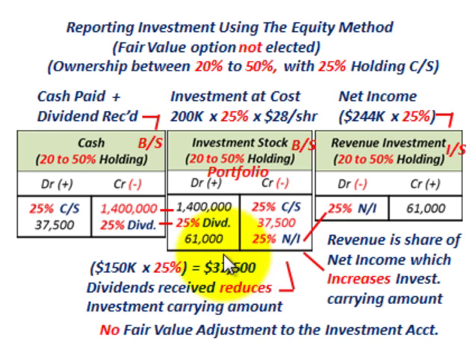$37,500. So what you do here, you don't go up and record any dividends on your income statement. What you do with the equity method is you reduce your investment stock account by the amount of those dividends received. So dividends received reduces the investment carrying amount of our portfolio stocks that we're holding. We would credit that for $37,500, and then cash we would have received, debit that for $37,500. Okay, so the next thing we have to deal with is the net income for the year.